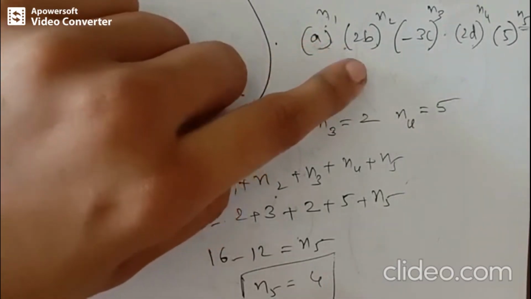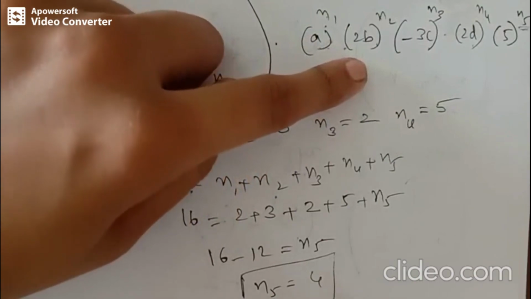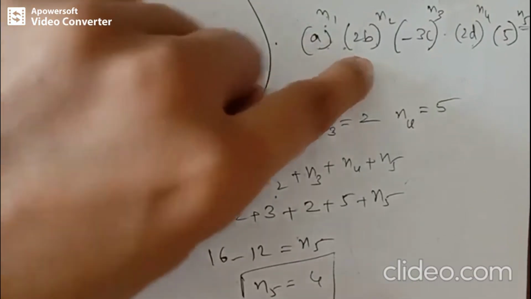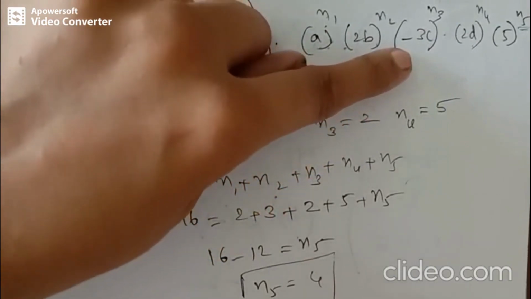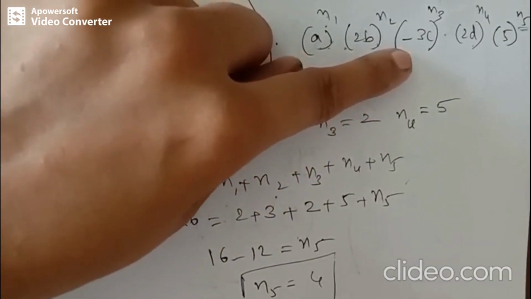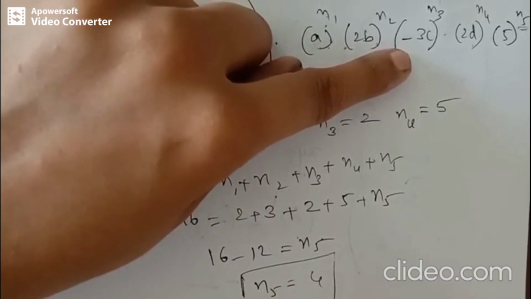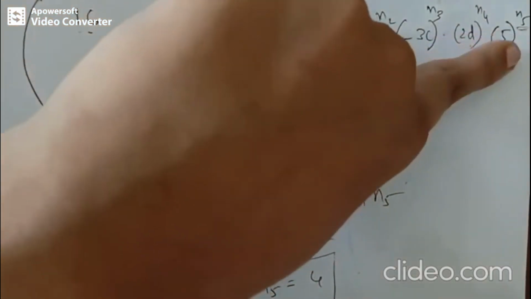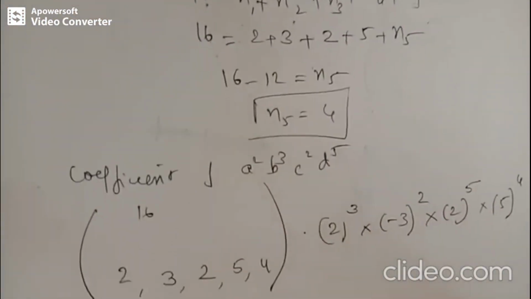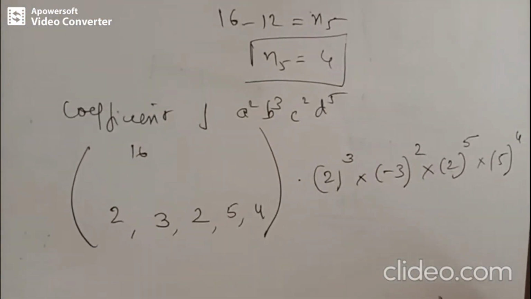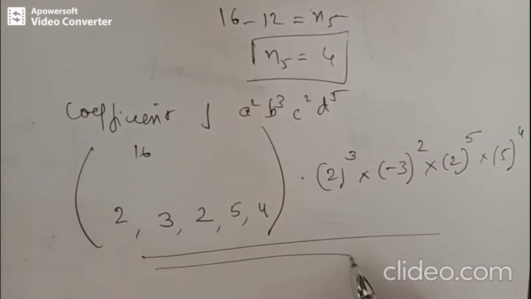2 raised to n2. What is the value of n2? We have 3, into minus 3 raised to, what's the value of n3? The value of n3 is 2, into 2 raised to n4. What is the value of n4? 5, into 5 raised to, what's the value of n5? We get 4. So this will be the simplified form of the coefficient of a square, b cube, c square and d raised to 5. You can also further simplify this term.